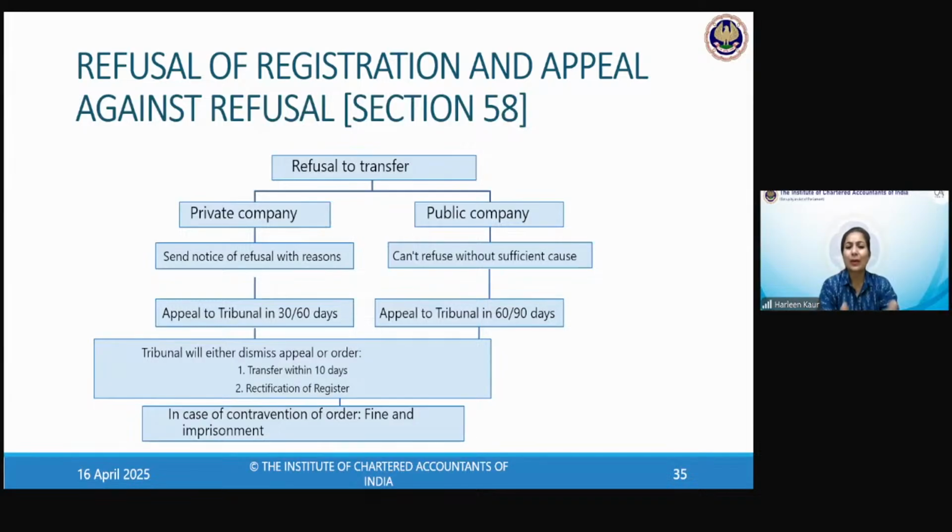Now let's have a quick recap of refusal of transfer also. What was the case in case of a private company? The private company sends the notice of refusal with reasons. Within how many days can you file the application to the tribunal? In both the cases, the company has to send the notice of refusal within 30 days. If the company is sending the refusal in 30 days, within a further 30 days you go and file it with the tribunal. Otherwise, if no notice is sent by the company for refusal, you file the application within 60 days.